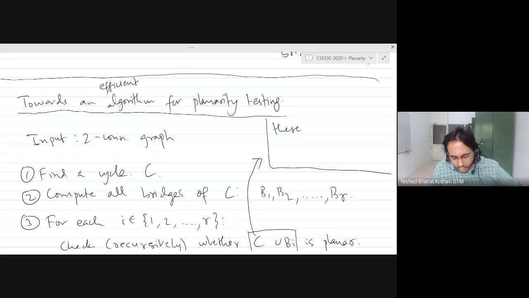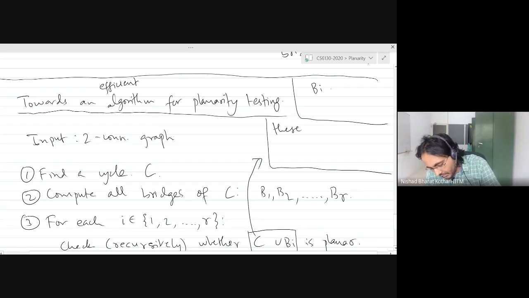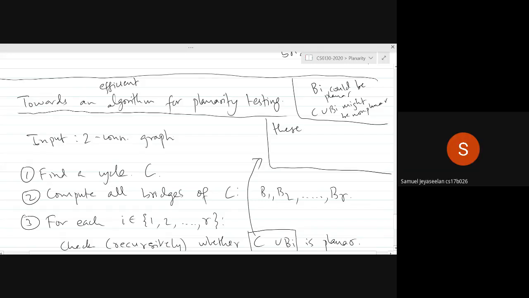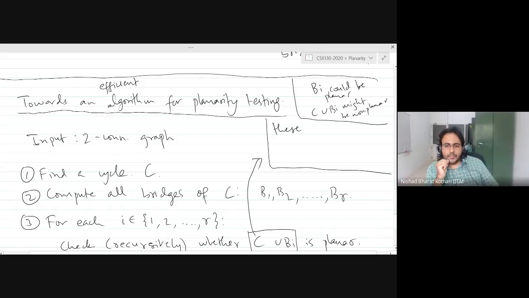Right. So what could happen is that BI could be planar, but C union BI might be non-planar. Can this happen? Yes, this can happen. It is just because a bridge itself is planar.